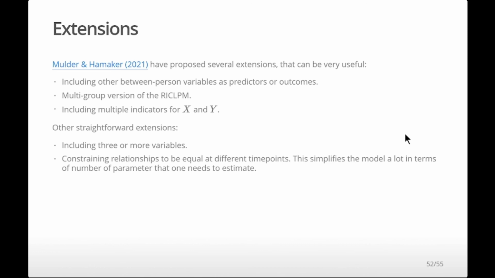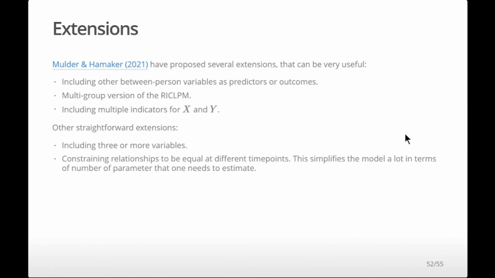And okay, another extension, the multi-group version, like you would do in measurement invariance testing, for example. You can use it like this. For example, you could check whether in Italy and Belgium the relationship between anxiety and evaluative conditioning is similar or different. Maybe for Italians it's more contemporaneous, and for the Belgians it's more cross-lagged.